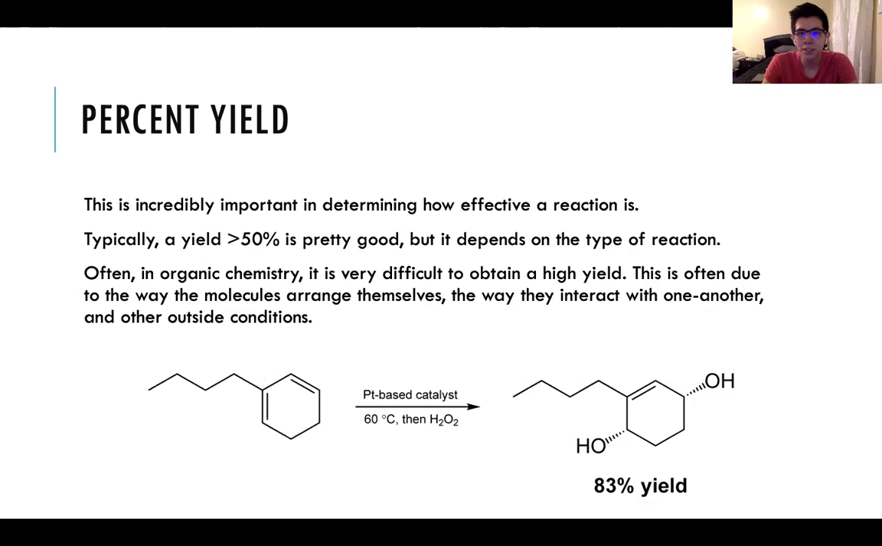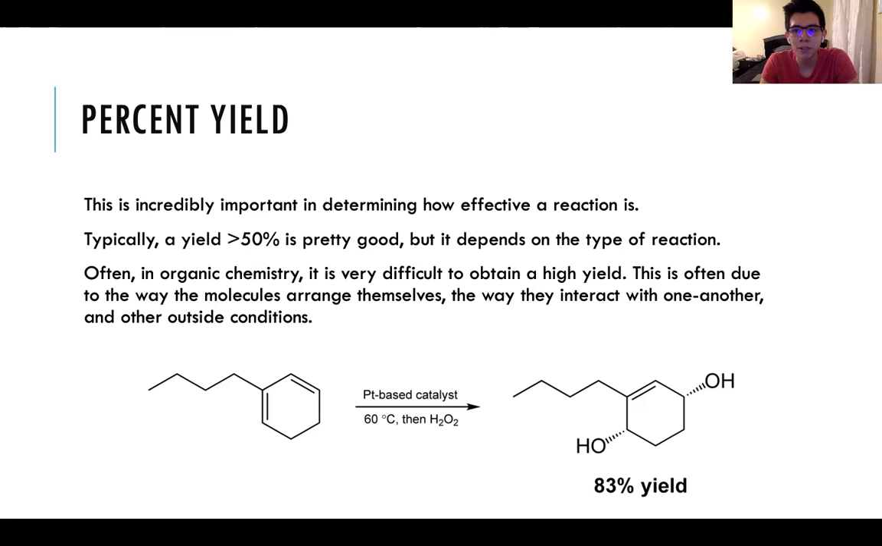So what's the purpose of determining percent yield? It's incredibly important in determining how effective reactions are. Typically, a yield of just 50% or higher is pretty good in chemistry. However, it entirely depends on the type of reaction you're using. Some reactions are naturally just going to be more favorable than others due to things like thermodynamics and the way that molecules arrange themselves in space and time. That part's not too important for this course.